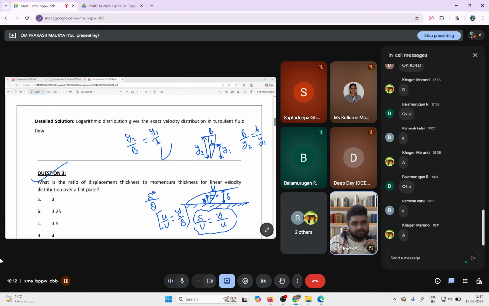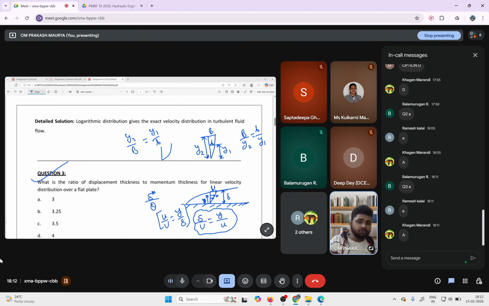Other students, please just try to calculate, because I have already told you the formulas for displacement thickness. In the 2025 assignment we have already solved them previously, the displacement thickness in a separate question and the momentum thickness in a separate question. But here you have to calculate them separately and find the ratio of these two, displacement and momentum thickness.